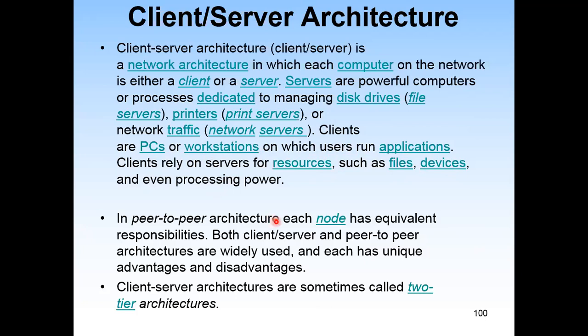In peer-to-peer architecture, each node has equivalent responsibilities, but client-server and peer-to-peer architectures are both widely used, and each has unique advantages and disadvantages. Client-server architecture is sometimes called two-tier architecture because there is a server and a client.